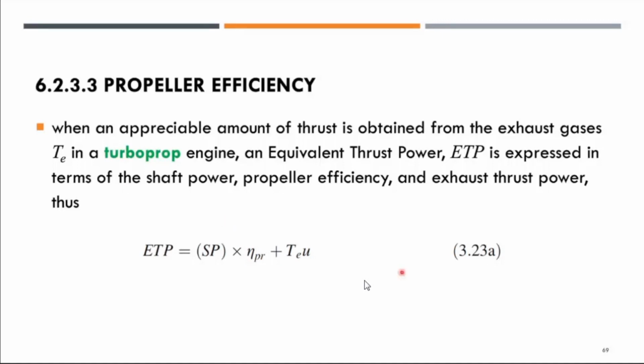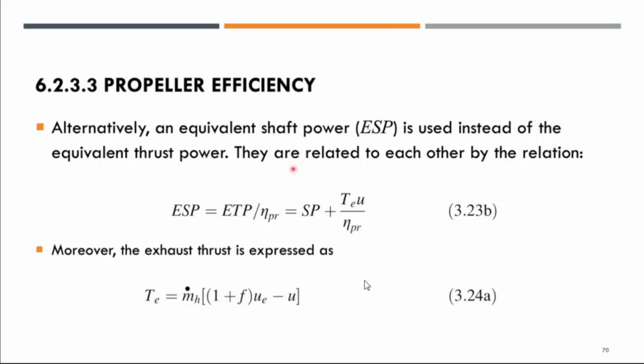And alternatively, an equivalent shaft power, ESP, is used instead of the equivalent thrust power. You have the equivalent shaft power, or the other one, equivalent thrust power. They are related to each other. ESP is equal to ETP over zeta PR, the propeller efficiency. Okay, and the exhaust thrust is expressed as the following.